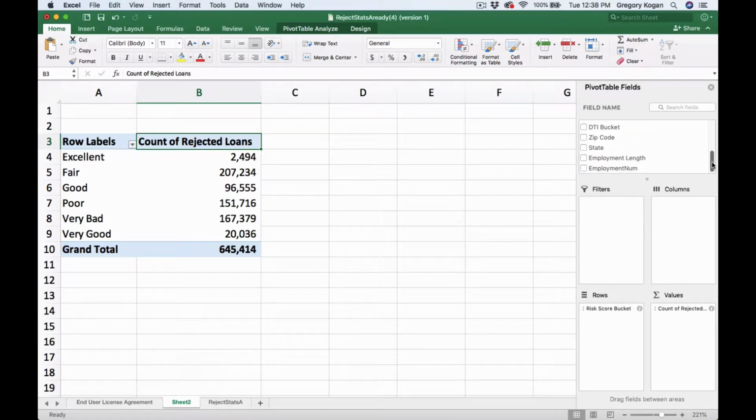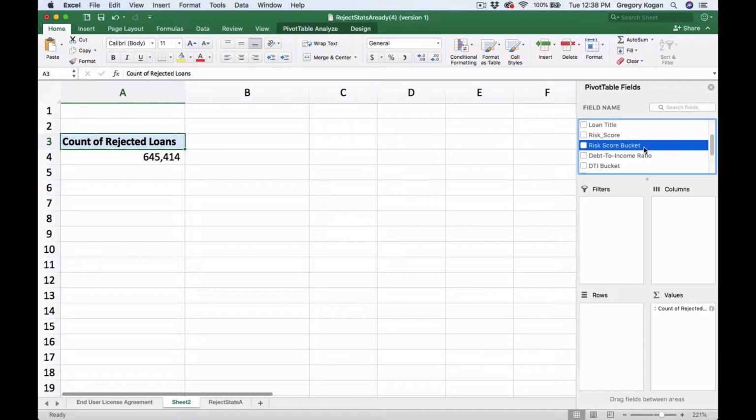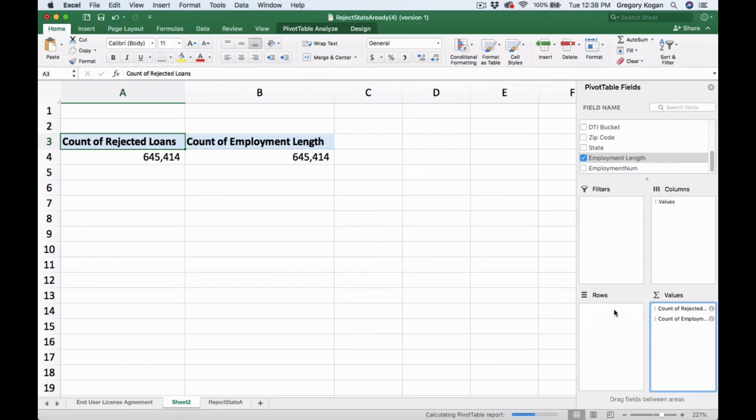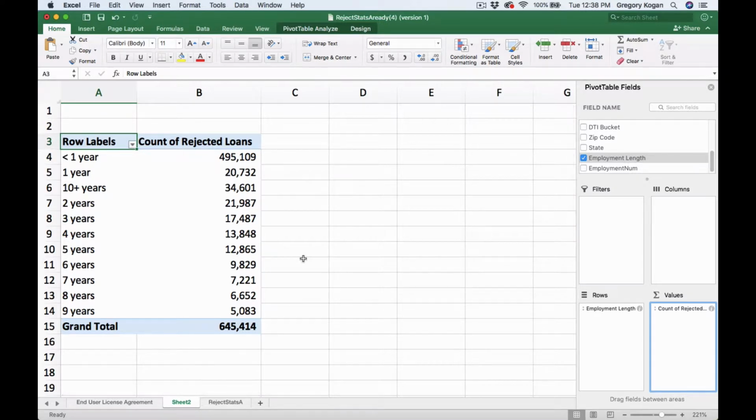And then the next one we wanted to check was if we uncheck the risk bucket and now we check the employment length. Again, drag it over to the left, it should be under the rows. You could see that if employment is less than 1 year, then you really have a problem. That's where the issue is. So what's important is to have employment for more than 1 year. So think about this, it actually helps with any kind of credit analysis. These three factors really show.